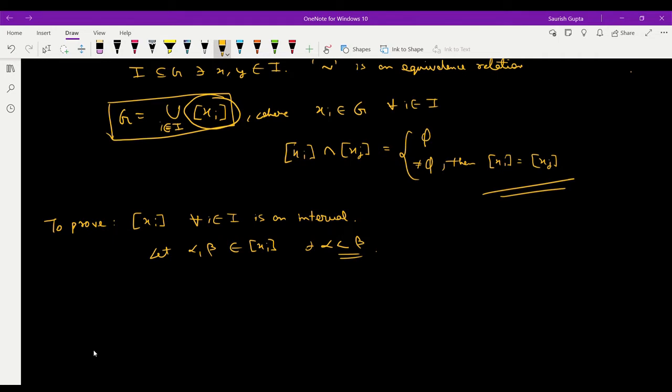Now if alpha, beta belong to X_i, that basically means that alpha and beta are related to each other, and if alpha and beta are related to each other, then that implies there exists an open interval I in G, such that alpha and beta both belong to I.